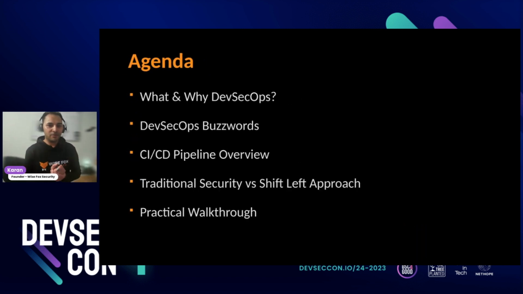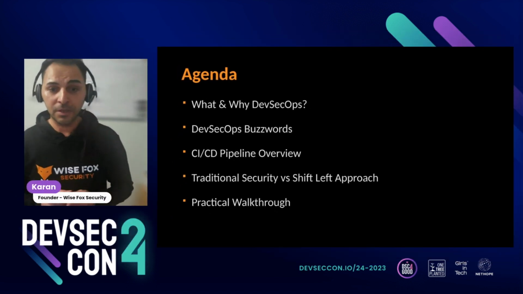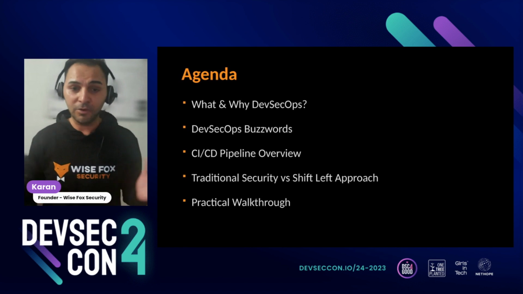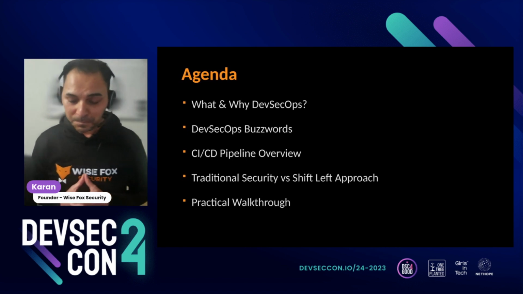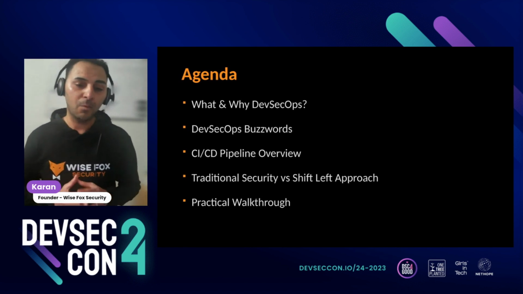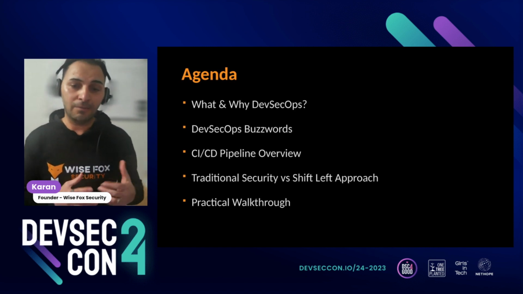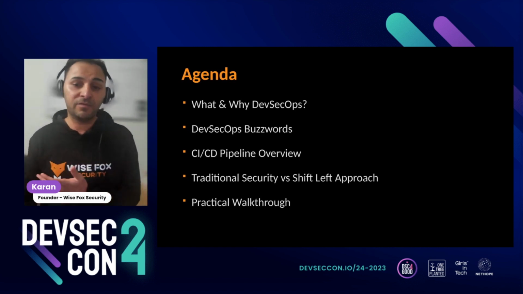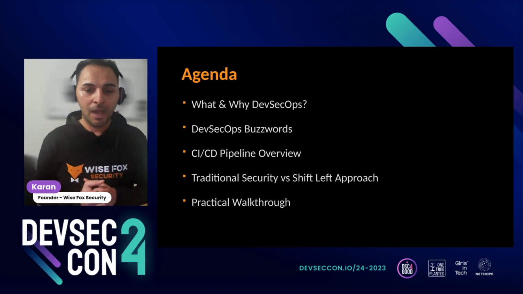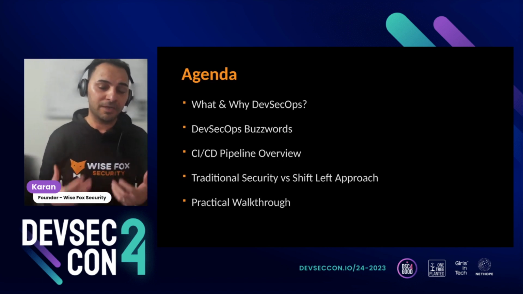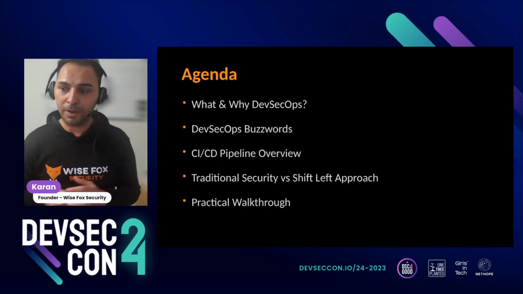So the agenda for today. I want to take you through some of the foundations of DevSecOps, like what DevSecOps is and why DevSecOps is important. We will look at some of the DevSecOps buzzwords. We will look at a functioning CI/CD pipeline. And then we will compare what a traditional security approach looks like versus how the shift left approach actually looks. And then I'm going to give you a practical walkthrough of a working pipeline.